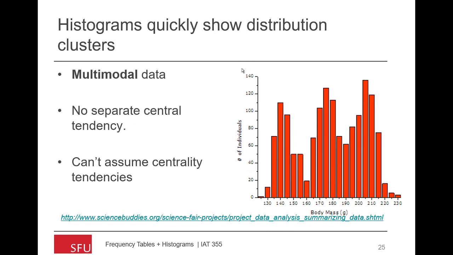You may also have more than two modes. In this case, this is a data set that has three modes, one here, here, and here, and each of these clusters is roughly symmetric, with the small counts at 160 and somewhat larger counts at 190. And in this case, once again, there's no separate single central tendency. There's in fact three. That's what it looks like in this data. And you can't assume that there are any central tendencies like median or mode that are actually meaningful in this, because you can see this thing has in fact three modes.